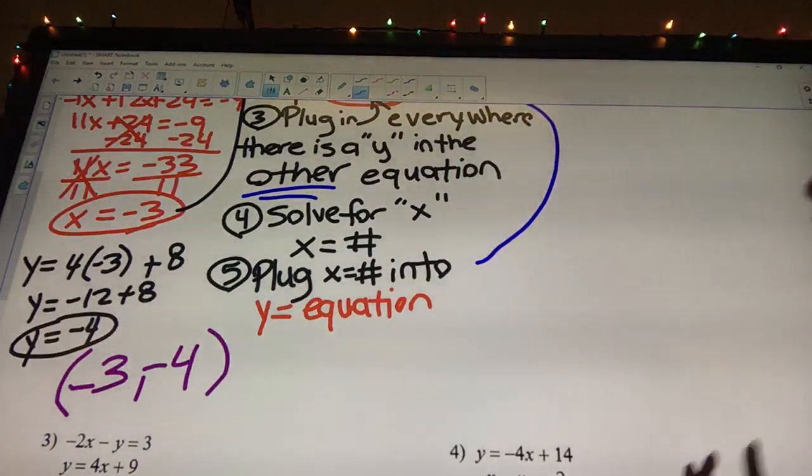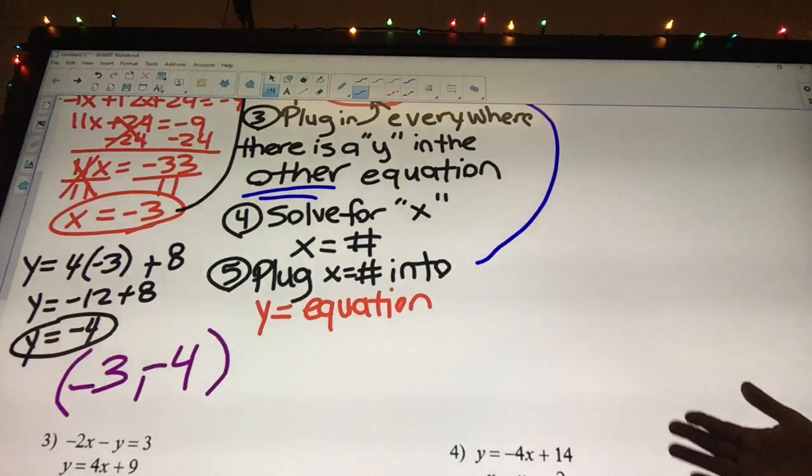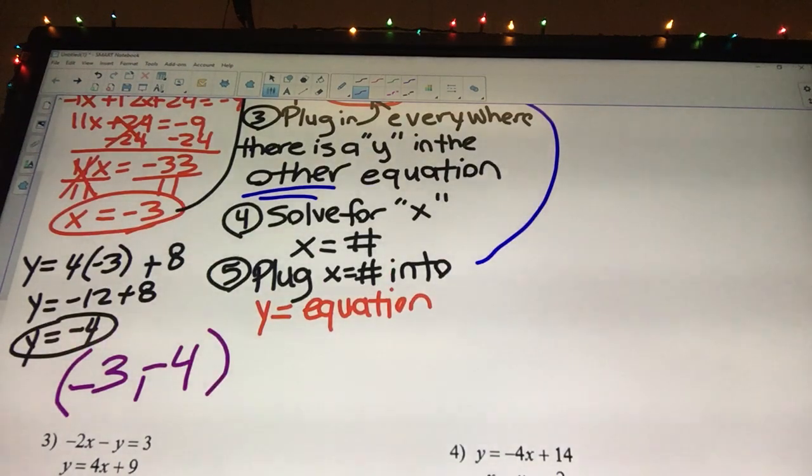But it's very important for you to follow the steps in order for it to work, and to alternate those equations. If you keep using the same equation, you're not going to get anywhere. It's just like a big loop.